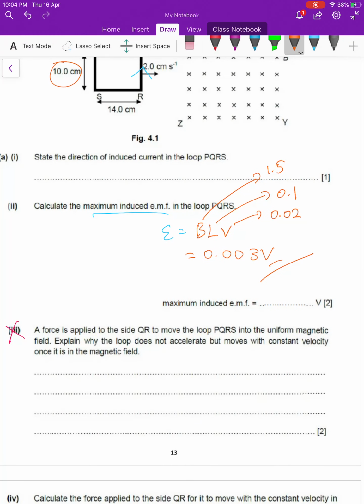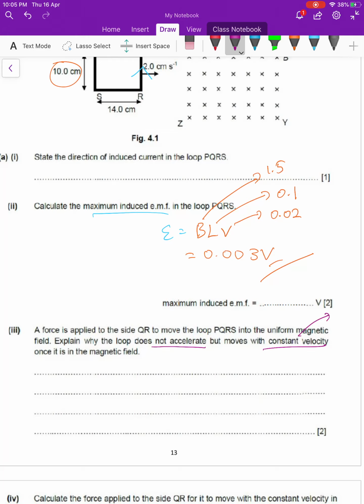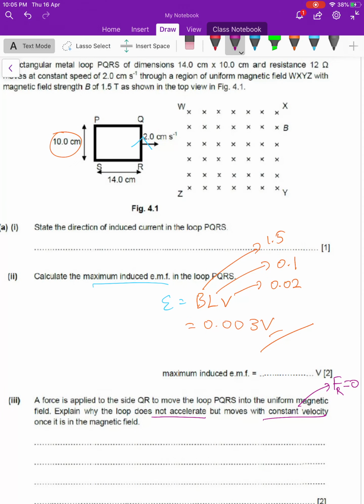So maybe let's go back and do a long one first. Wait a moment. So we go back to this part. Part 3 says a force is applied to side QR to move the loop into the uniform magnetic field. Explain why the loop does not accelerate but moves at constant velocity. It means your resultant force is zero. Why is the resultant force zero? It's simple. When you go in, you have current flowing, right? In lesson 16, we learned about current inside a magnetic field.